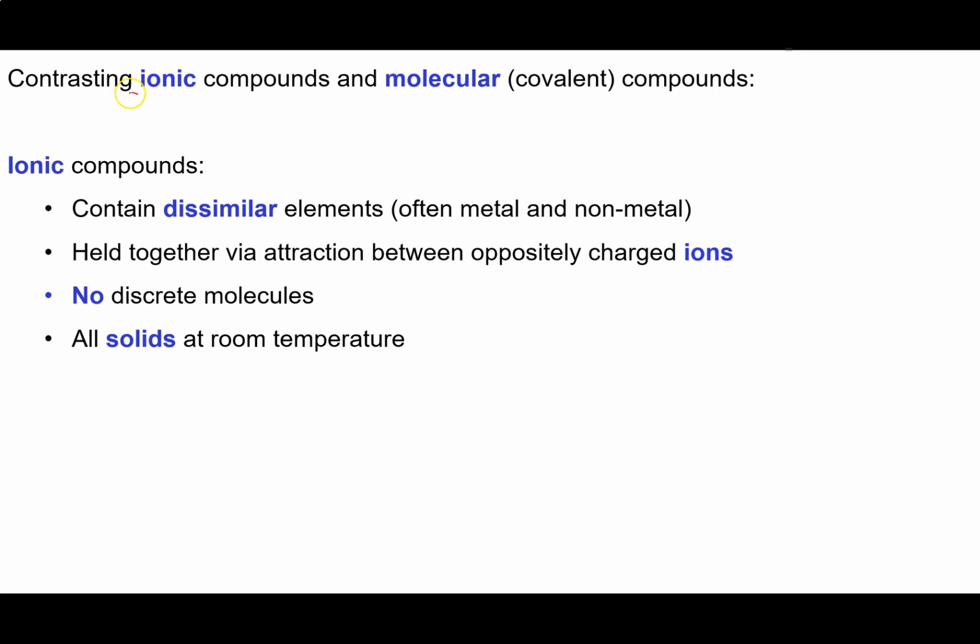So, in ionic compounds, things are a little different from in molecular or covalent compounds. Ionic compounds contain dissimilar elements. Most of the time, this is a metal with a nonmetal. And what holds them together is the attraction between oppositely charged cations and anions. Ionic compounds exist as crystals. There are no molecules in an ionic compound. The crystals are approximately infinite. Ionic compounds have really high melting points, and they are all solids at room temperature.